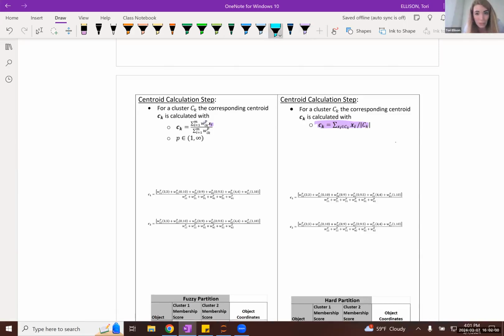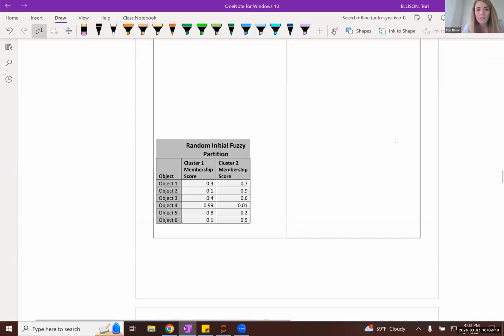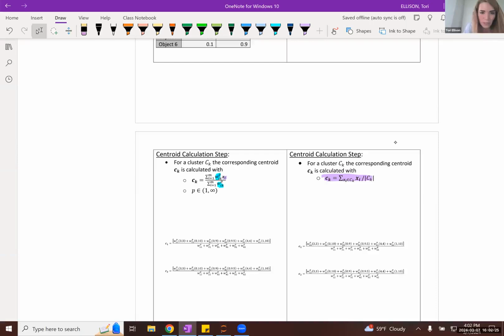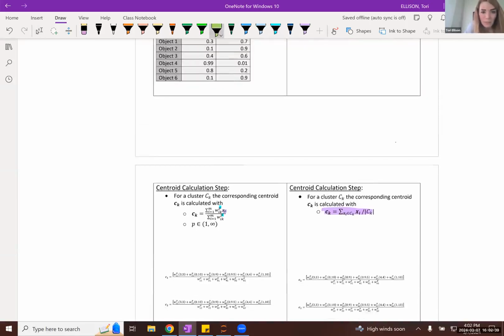The weight that we're going to be using is the cluster membership of all observations to the particular cluster centroid that we are updating. Also take note that we are using this fuzziness parameter P as the exponent for these fuzzy clustering membership weights.